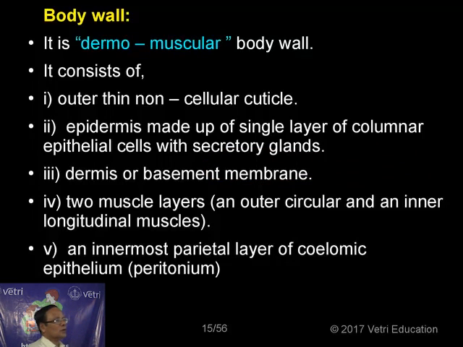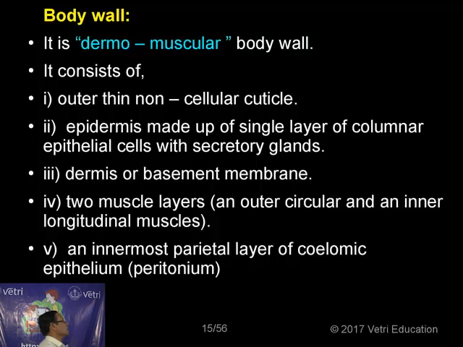What is the nature of the body wall? The body wall is aptly described as a dermomuscular body wall. The reason is that we have epidermis, and the dermis is made up of muscles. So outer cuticle, epidermis, then the muscles, and finally the coelomic epithelium covering the peritoneum. So it is a dermomuscular body wall, having epidermis and muscles in the body wall for locomotion. Now what are the layers?